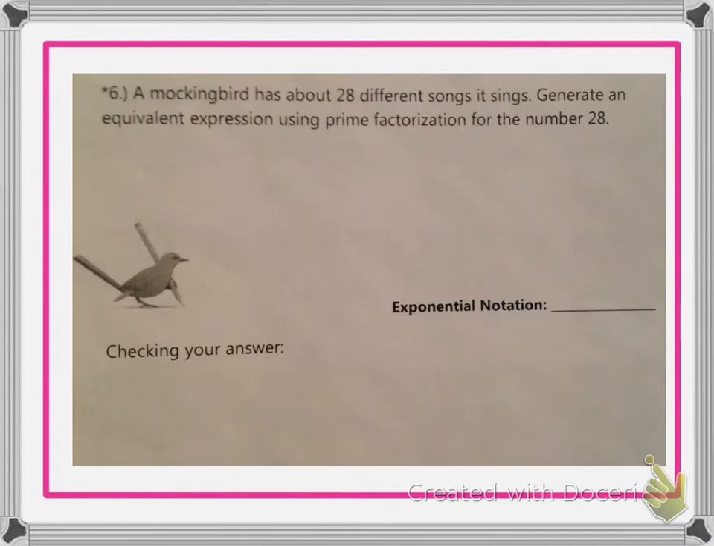Okay, so number 6. Number 6 says that a mockingbird has about 28 different songs that it sings. Generate an equivalent expression using prime factorization for the number 28. Prime factorization for the number 28, when it asks us this and it's in a word problem, we're going to go ahead and pull out the number that they want us to use prime factorization for. When we do that, we're going to start with the factor tree always.